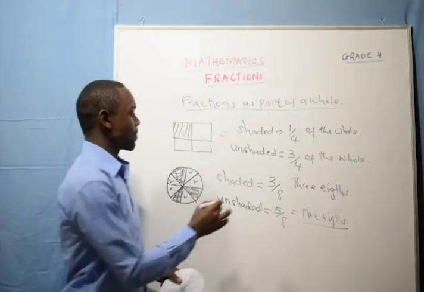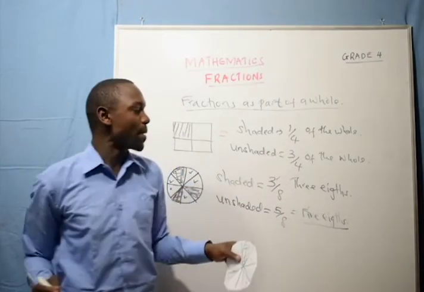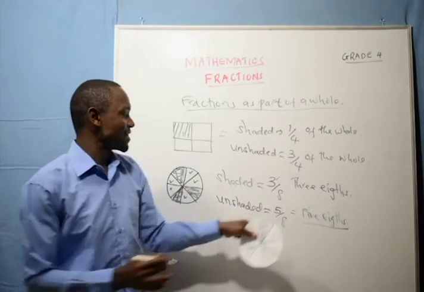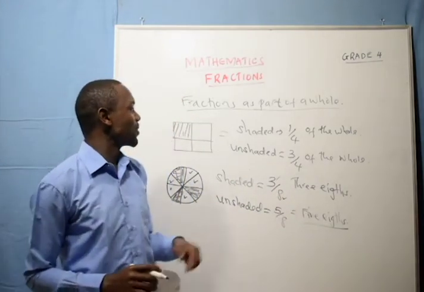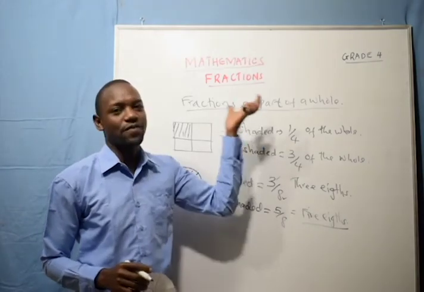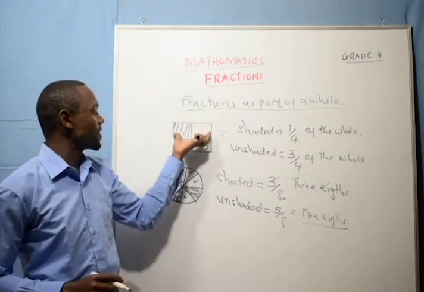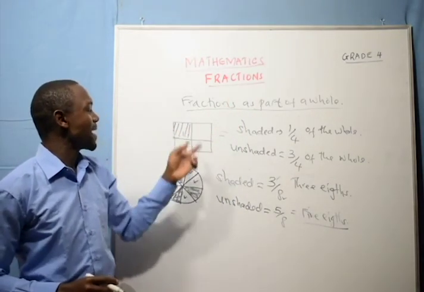I've said the number written on the upper part is the numerator. The number written on the lower part is the denominator. That is how we represent fractions as part of a whole, by dividing the whole, then shading a number of portions.